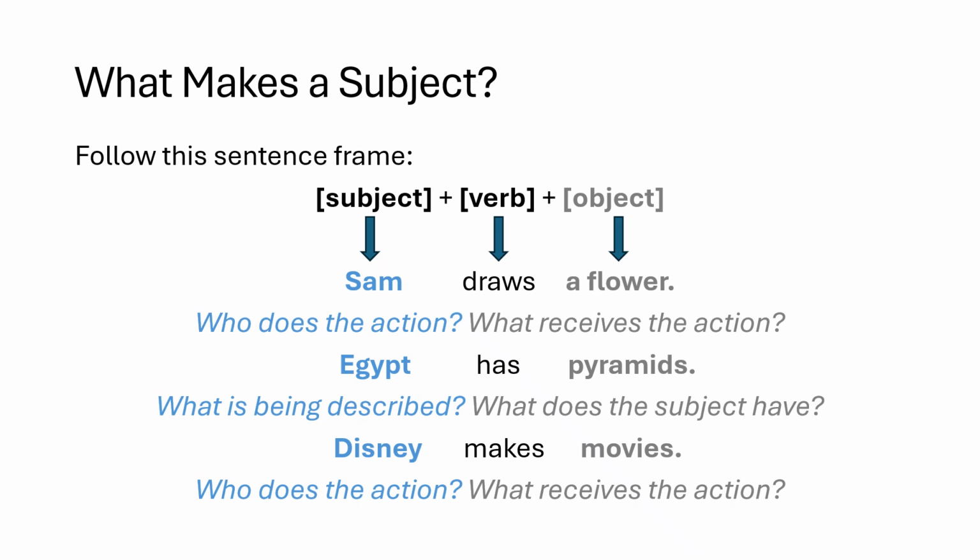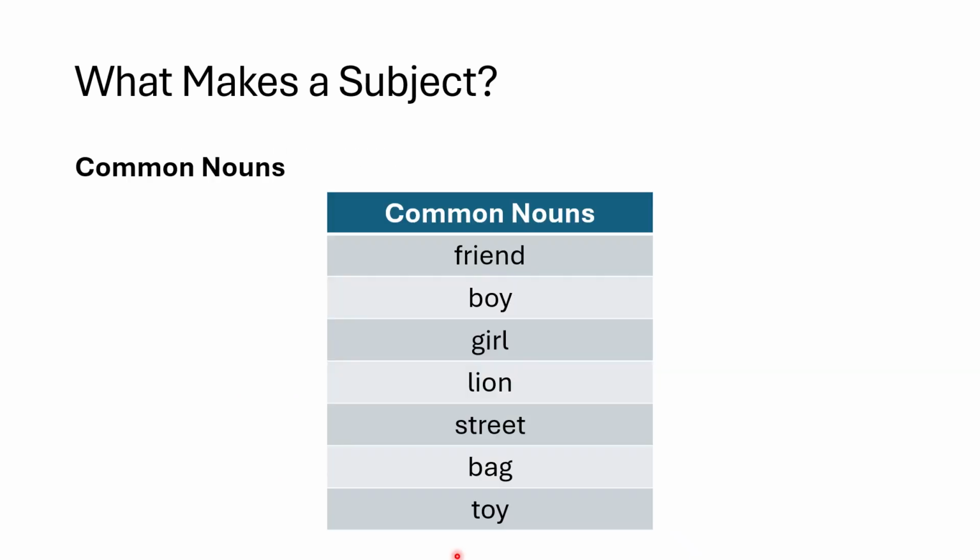These common nouns can be used for subjects in a sentence. Common nouns are general words that identify people, animals, places, and things. This is a very small list of examples. I will say each common noun. I will pause. When I pause, you repeat the common noun.